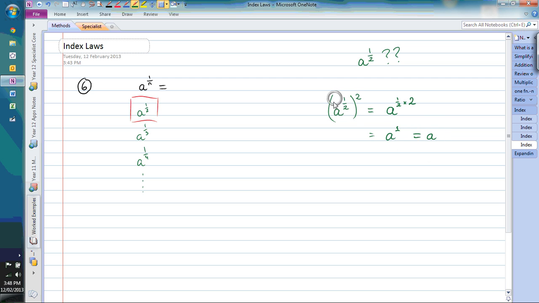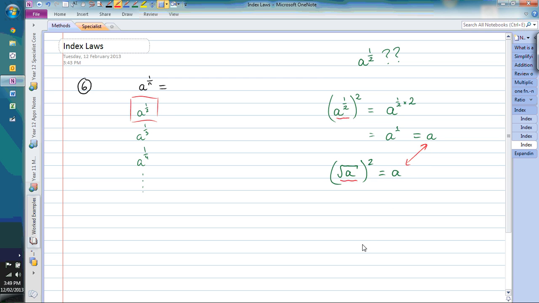Okay? We've squared this thing here, and the answer was a. Take a, raise it to the power of half, and then square it, and I end up with a. That's almost identical to this result that we learnt earlier. If I take the square root of a and I square it, I get a. The only difference between these two expressions, in this one I've got a to the half, in this one I've got square root of a. I'm squaring both of them and the answers are the same.